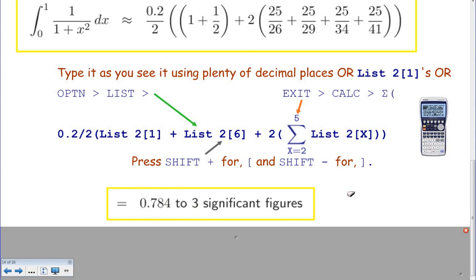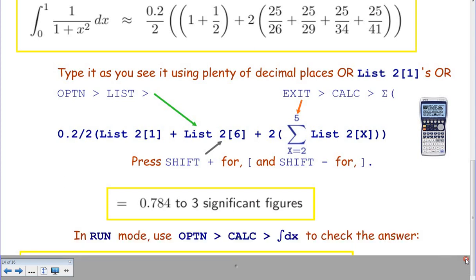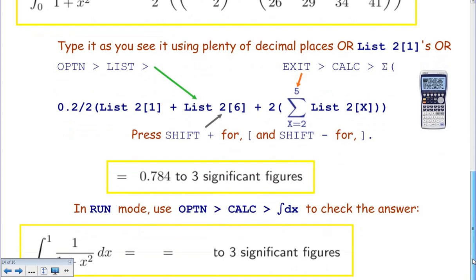0.784. On my calculator, when I then checked my answer, I've ended up with pi over 4, which is 0.785 to 3 significant figures. So that's pretty good, isn't it?